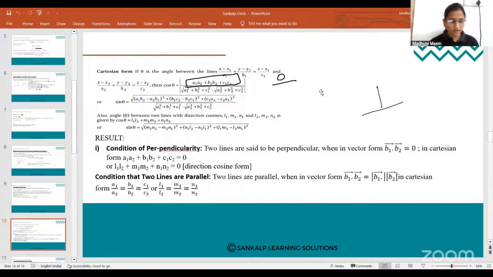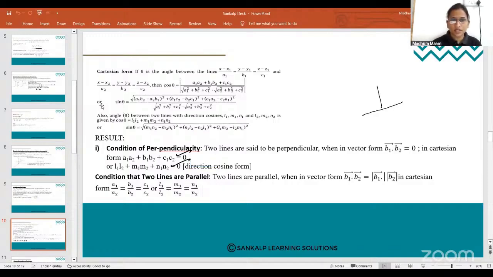In the same way, the condition of parallel: when do you say that two lines are parallel? If the direction ratios are proportional. a1 by a2 is equal to b1 by b2, and that is equal to c1 by c2. Similarly, if direction cosines are given in place of direction ratios, the condition remains the same.